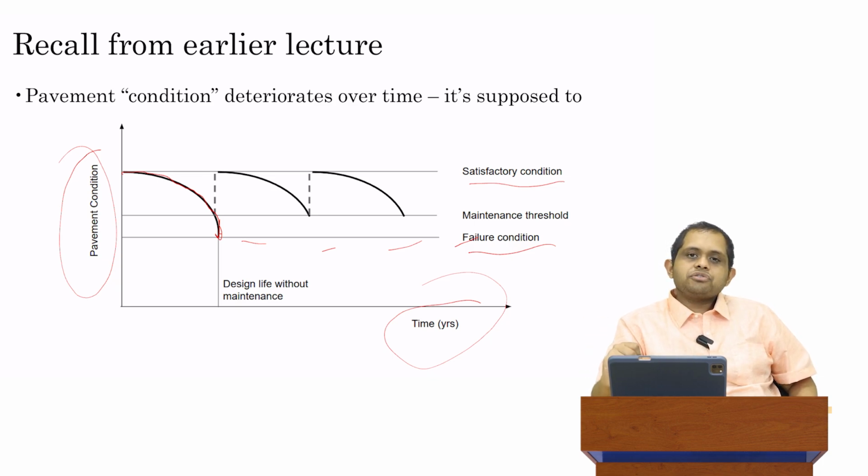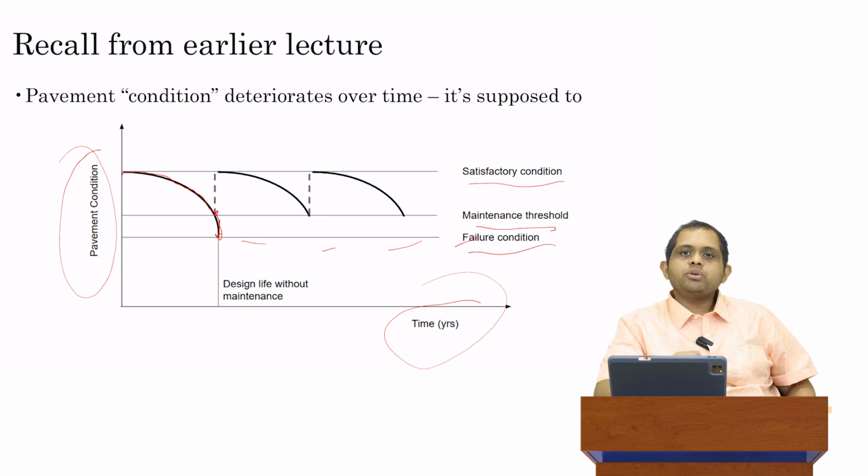Now, the failure condition for the pavement doesn't mean the pavement has disintegrated, doesn't mean it's gone. It just means it's no longer safe or no longer comfortable for anyone to drive on it. Typically, we don't wait for this to occur. An agency would have something called a maintenance threshold. So you wait until the pavement reaches a maintenance threshold.